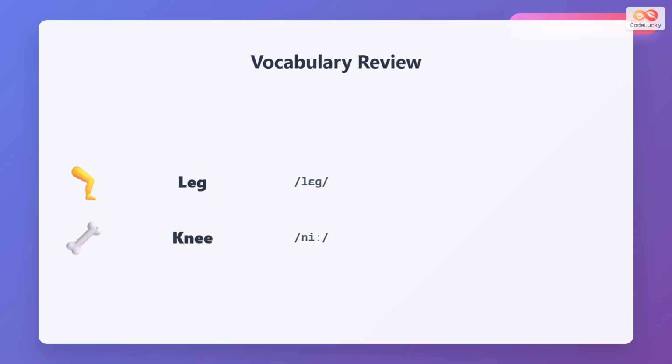Review: leg, pronounced leg; knee, pronounced knee. Practice these two words together. Leg, knee, leg. Say them slowly, then faster.